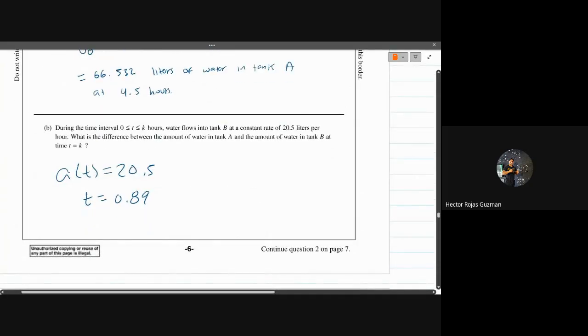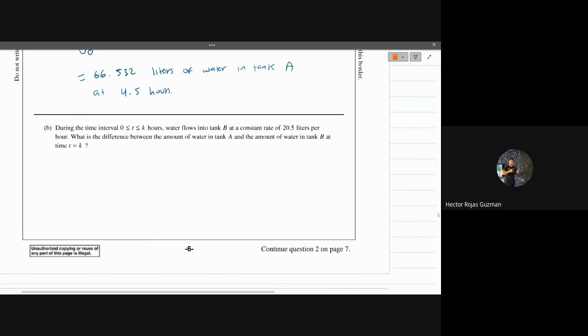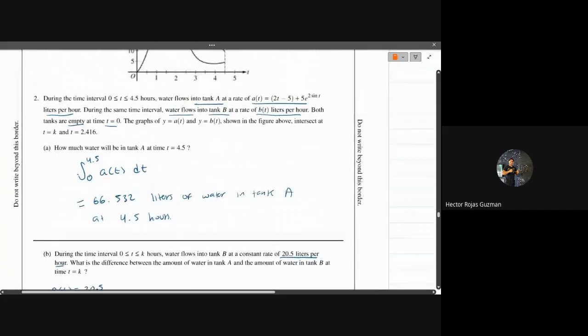Okay. During the time interval from 0 to k, water flows into tank B at a constant rate of 20.5 liters per hour. That's my rate, all right? B of t is the rate, 20.5. Just because it's a number doesn't mean it's not a rate. Okay, so what's the difference between the amount of water in tank A and the amount of water in tank B at k? What the heck is k?